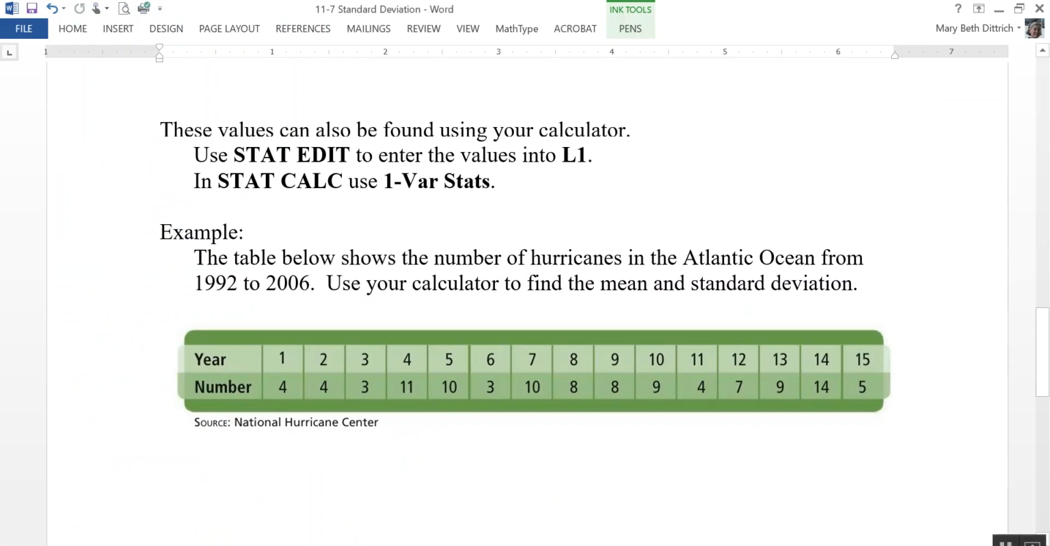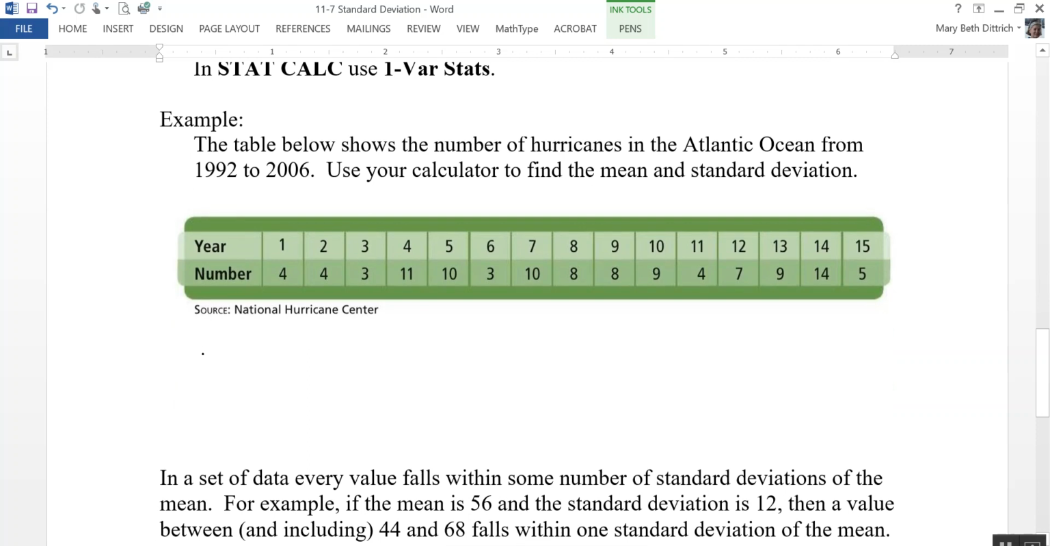So for this set of data here, my mean was 7.27, and my standard deviation, my sigma, was approximately 3.21.